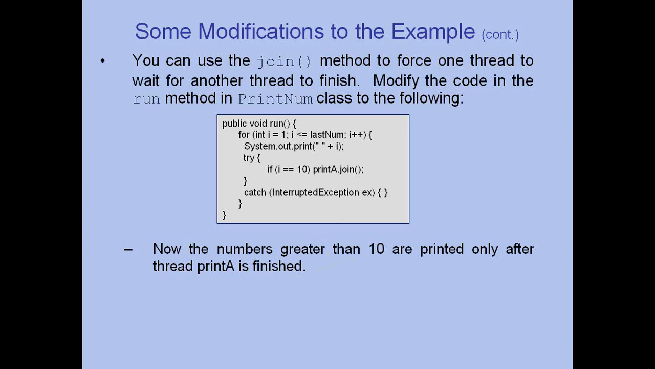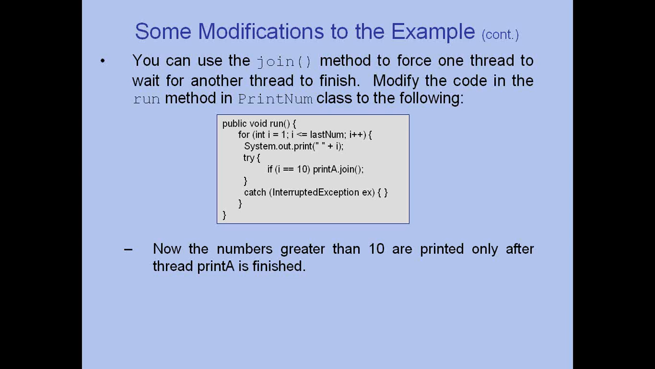Because you are doing the join, the current thread will be forced to wait for the other thread to finish. And what is the current thread? The thread that is printing the numbers. That is in regards to the PrintNum class.